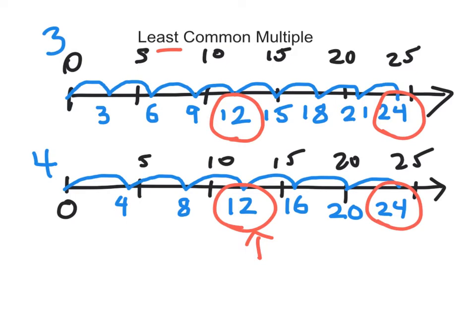So this is what we mean by the least common multiple. It's the lowest number that both will multiply evenly into.